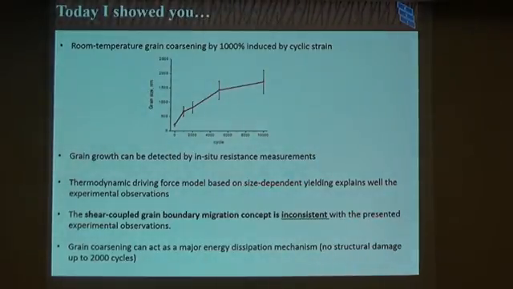Okay, that brings me to conclusions. What I showed you is very strong grain coarsening by an order of magnitude at room temperature induced by cyclic tensile straining. And I want to make a bit of a provocative statement here for people who know what shear coupled grain boundary migration is. We are pretty sure that this concept cannot be used to explain our experimental observations. It is well proved that it happens, but in our case, all the predictions are not met. So we really think that the thermodynamic force is responsible.